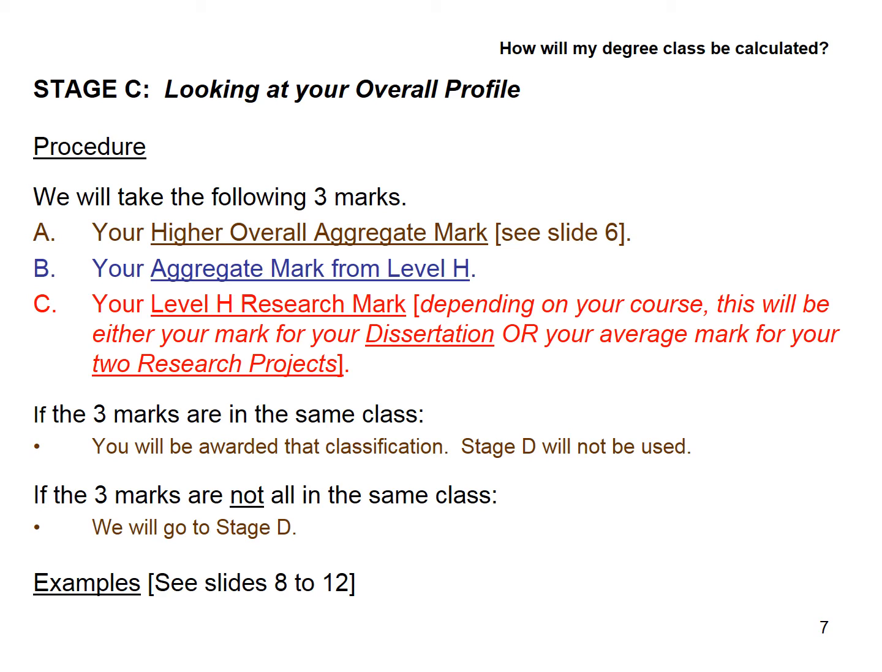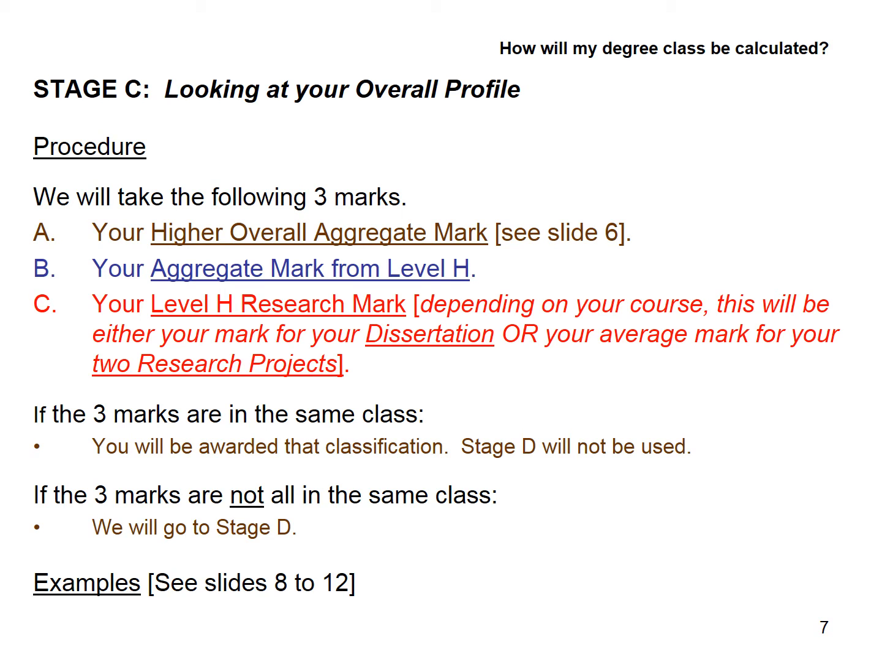Now, what this is will depend upon your course. In many cases, it will be your dissertation mark. However, some of you, instead of taking a dissertation, will have taken 2 research projects, in which case the level H research mark is the average of your marks for the 2 research projects. So this will give us 3 marks.